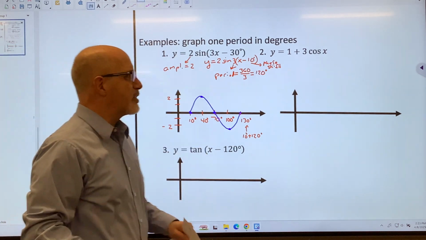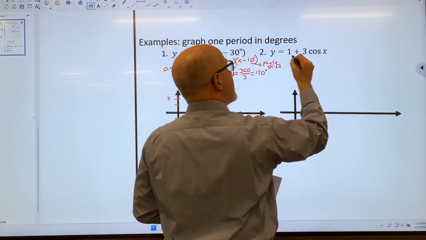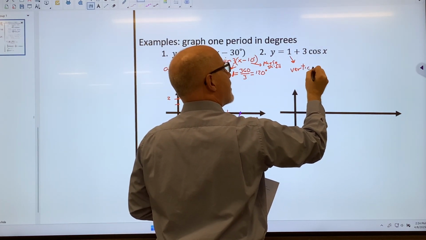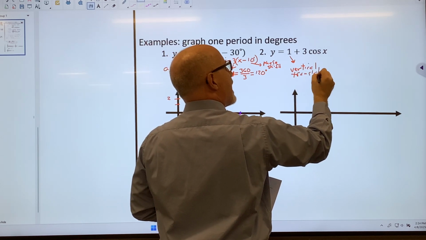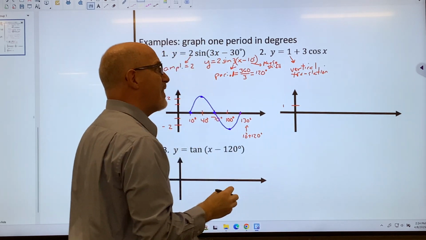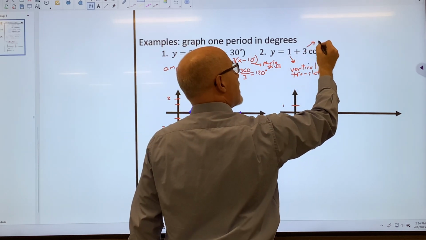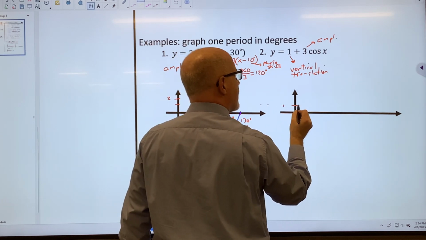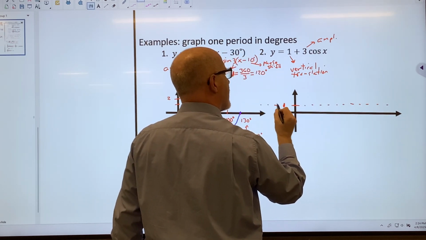Let's go ahead and try the next one. Notice in the next one we do have a number being added in front. This is my vertical translation. So that means I'm going to move the graph up 1 unit. So I'm going to move it up to 1 here. And then this 3 means my amplitude, that's above the new midline. So I'm going to do a midline right here at 1. So I've translated it up 1 unit.